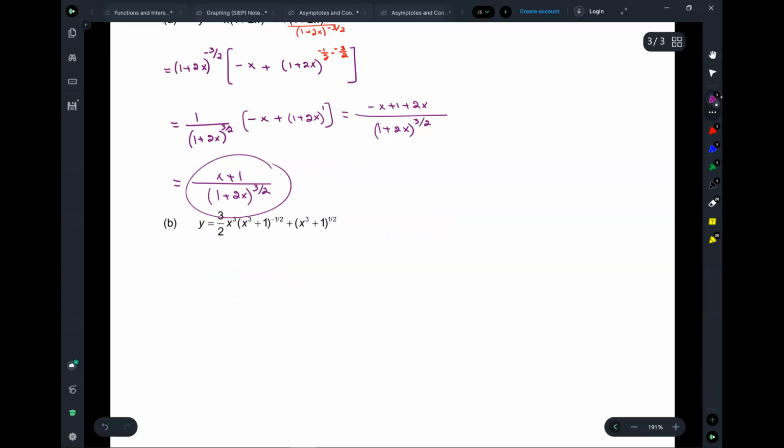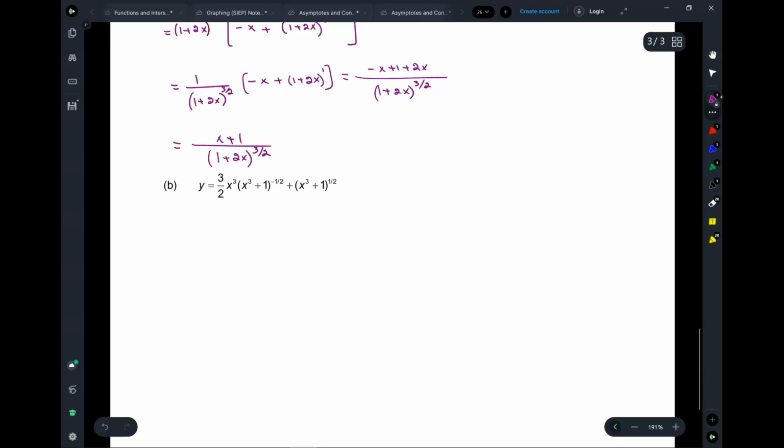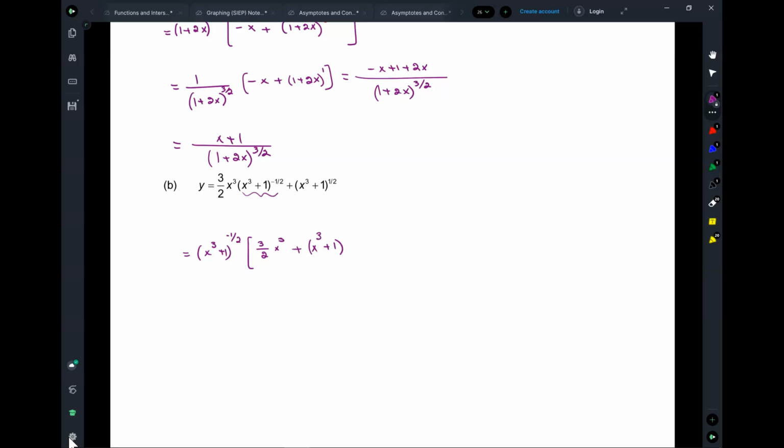Okay, so next, what are we going to factor out? (x cubed plus 1) to the negative 1/2. Right. So we have 3 over 2 x cubed, and then what happens to this term? It goes away. Plus (x cubed plus 1) to the power of 1. So it's 1/2 minus 1/2, which is 1.